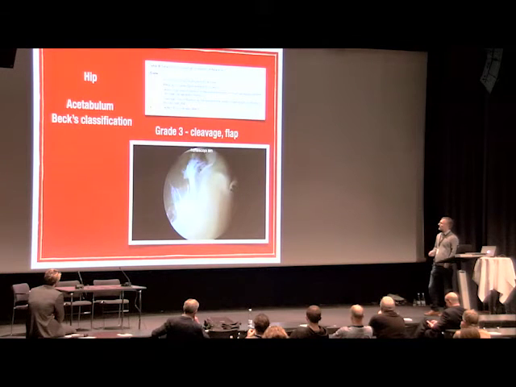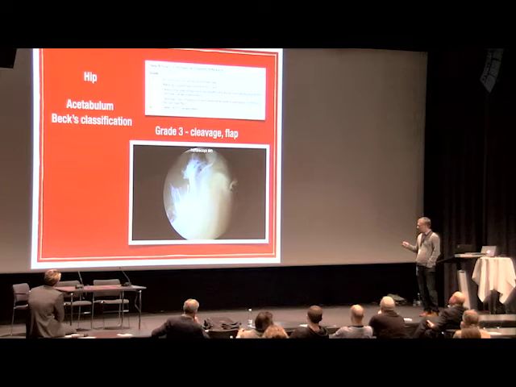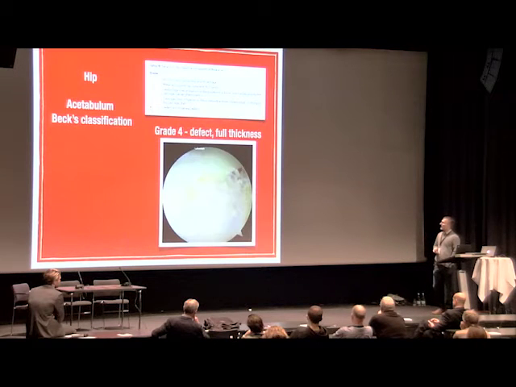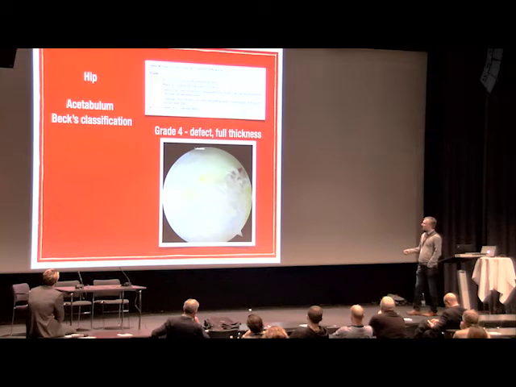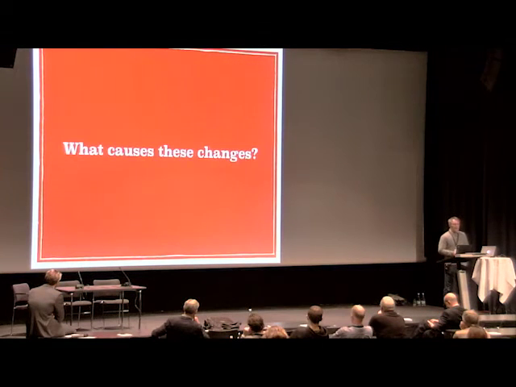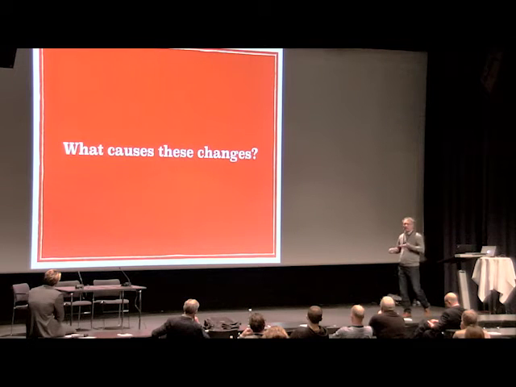And then we have grade 3, a cleavage sign at the junction of the labrum. Here's the labrum. This is the joint, and you might end up having a big flap coming loose. And then you have the grade 4 changes with the full thickness loss of cartilage, or maybe even like this, as you saw from the video. But what causes these changes? That's important.